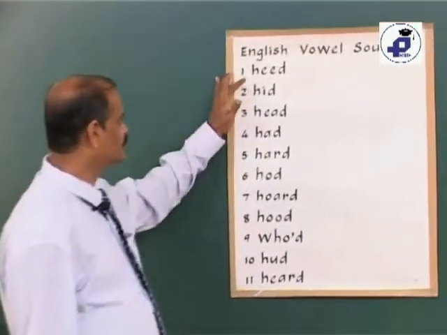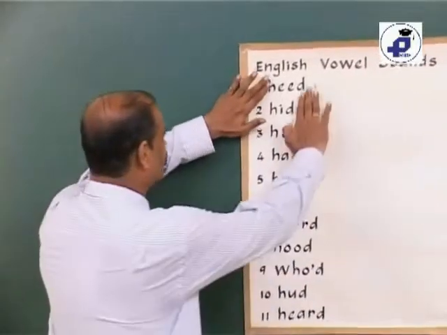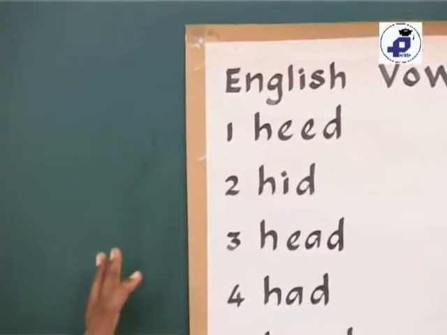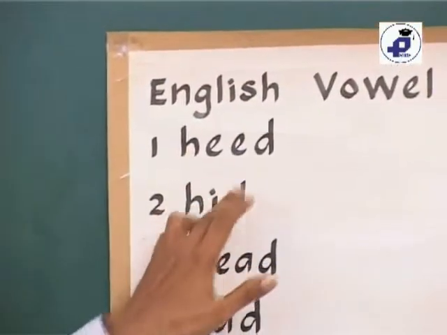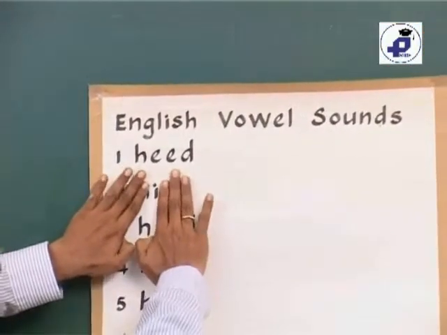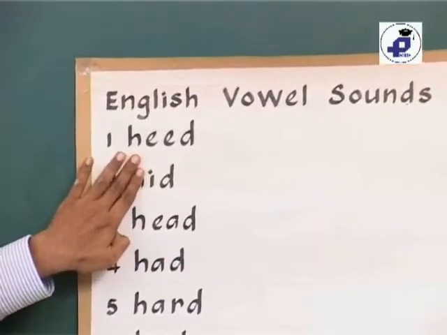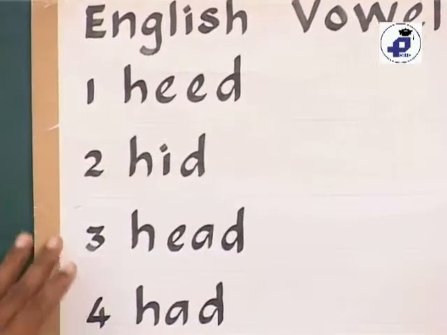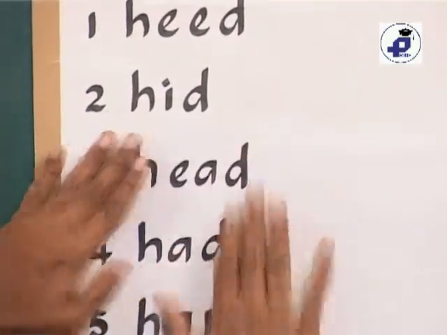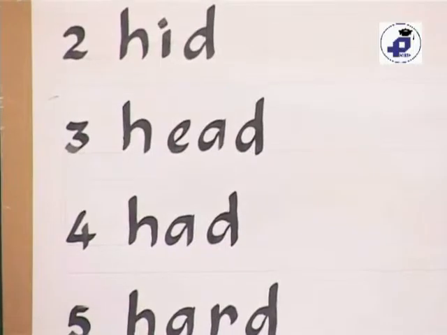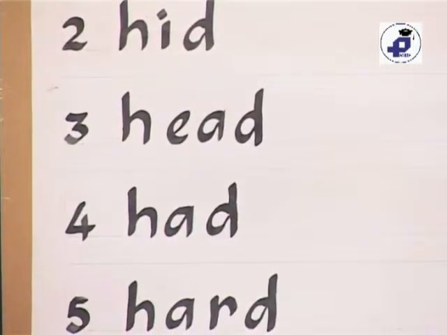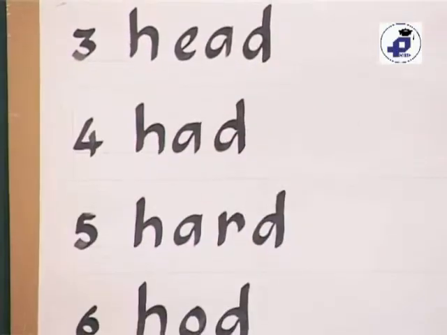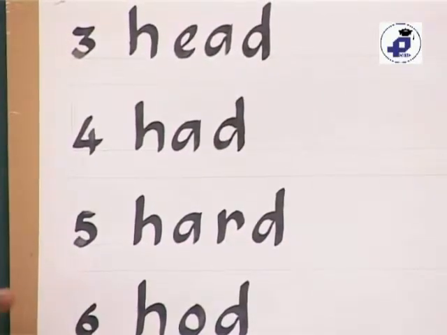Here there are certain words: heed. If I block these two letters H and D, it becomes the E sound. E is a vowel sound. Double E comes. If I block H and D here in hid, it becomes id, so the I sound, E sound again. Here it is head, the A sound comes, so you have to practice A. And here you see H-A-D, had, the ha sound comes.